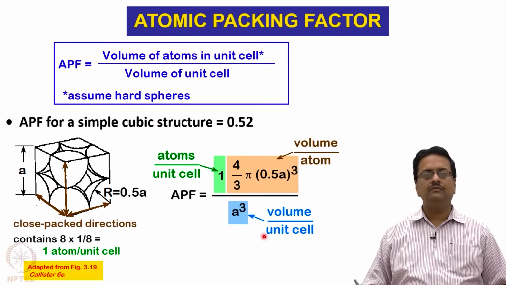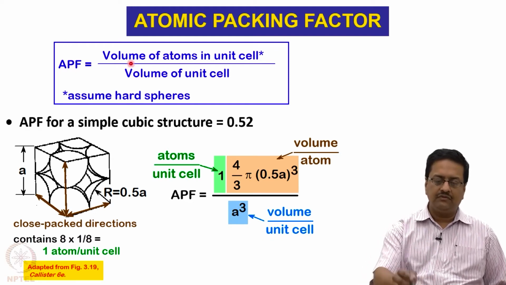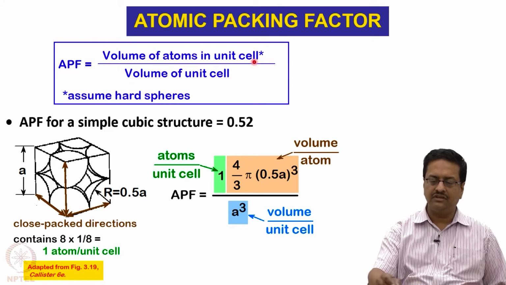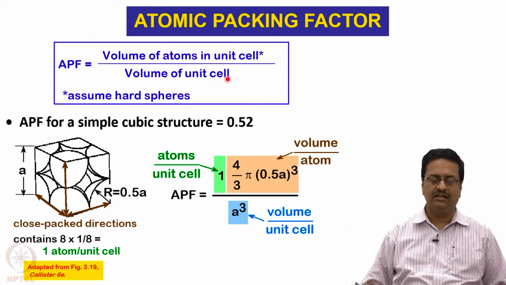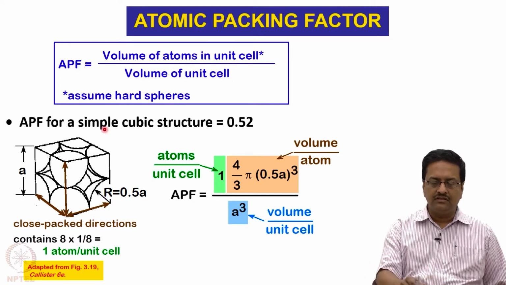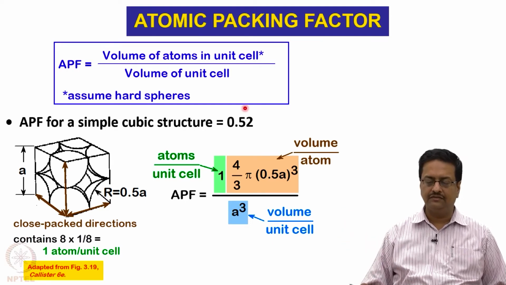So when we try to calculate the atomic packing fraction or atomic packing factor, we write APF equal to volume of the atoms in the unit cell divided by volume of the unit cell. So now in case of simple cubic structure, this is calculated to be 0.52.